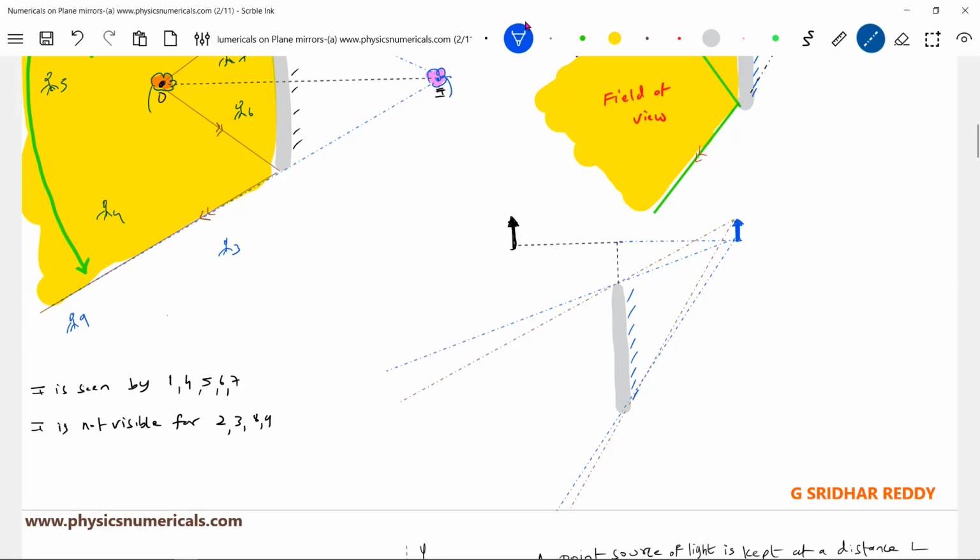Okay, are you able to see this extended object AB? Then its corresponding extended image will be A dash B dash. And we know AB is equal to A dash B dash. There won't be any magnification due to a plane mirror. Then what is the field of view? You can see the blue color dotted lines and the brown color dotted lines.